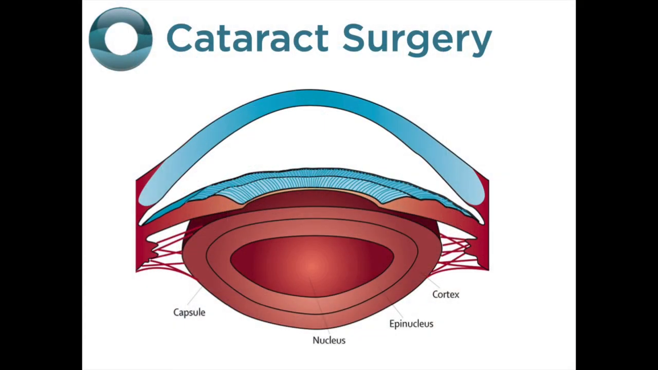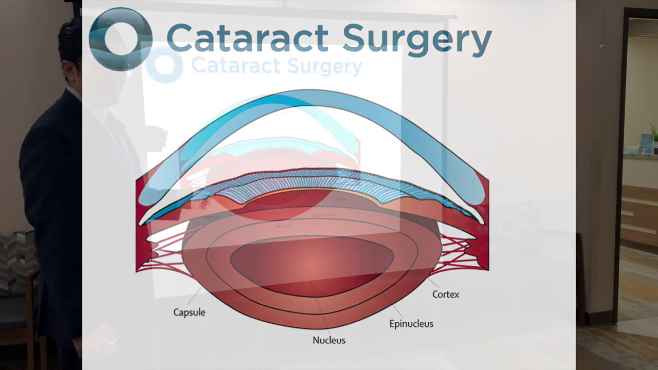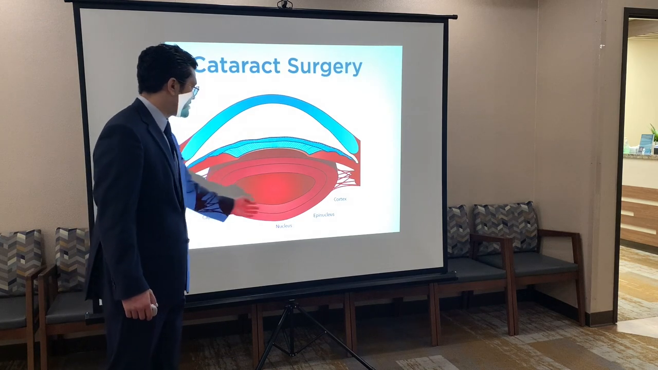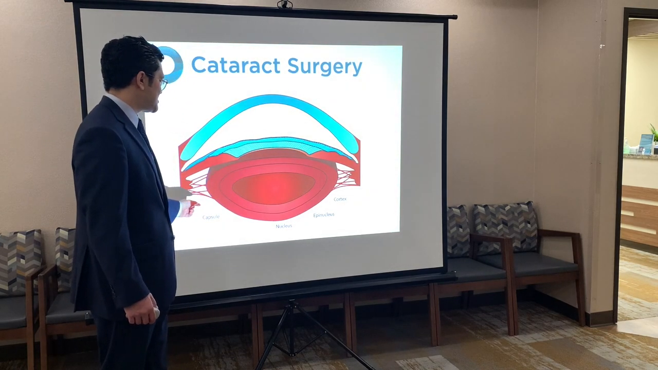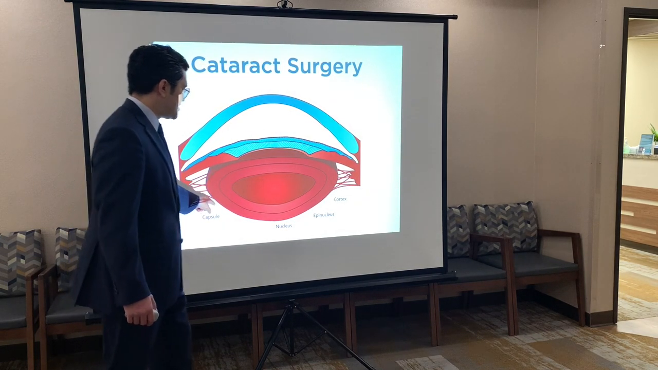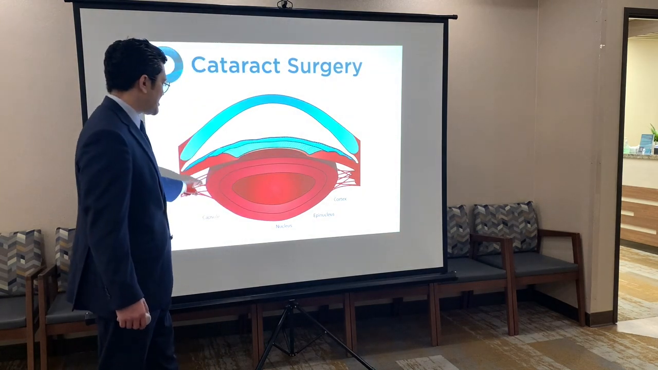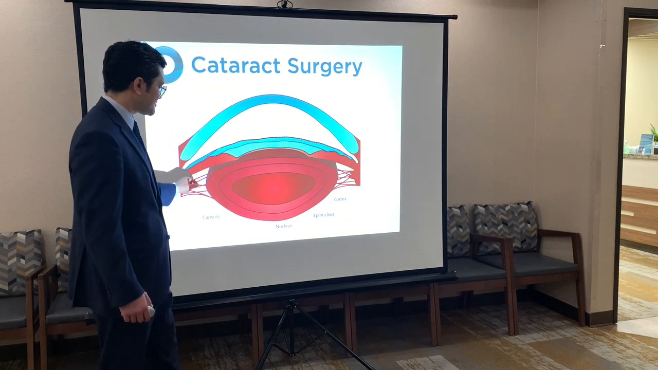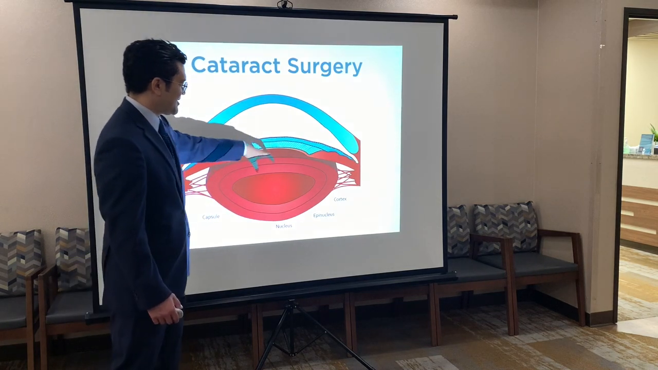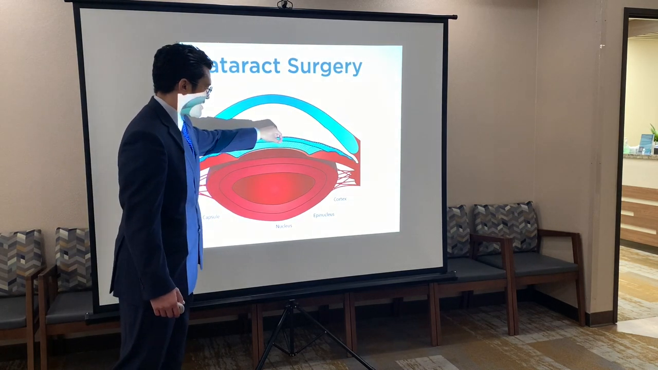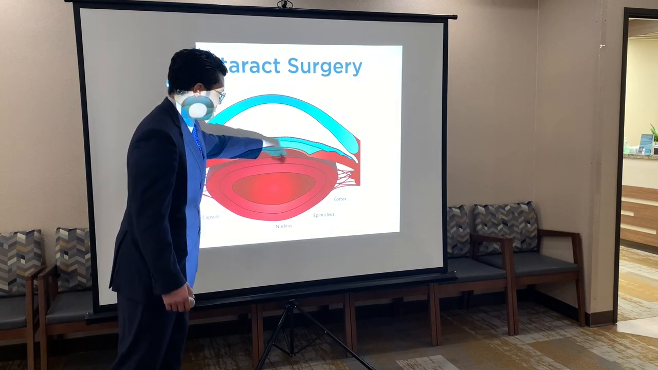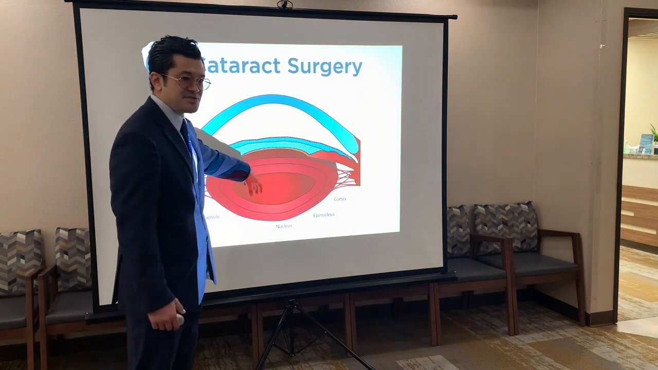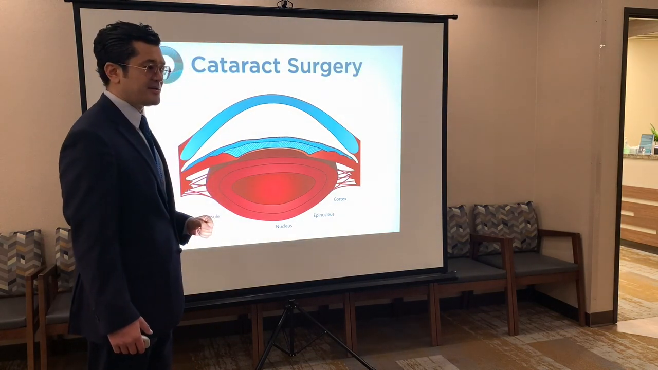So how does this work? I think understanding the anatomy of the lens is important. You're going to have your zonules that hold the whole lens in place. The entire cataract is contained by this capsular bag. That's this line in here. So to remove the cataract, we have to open that capsule. We're going to literally peel that top part of the capsule away, and now we have access to the contents of that capsular bag.